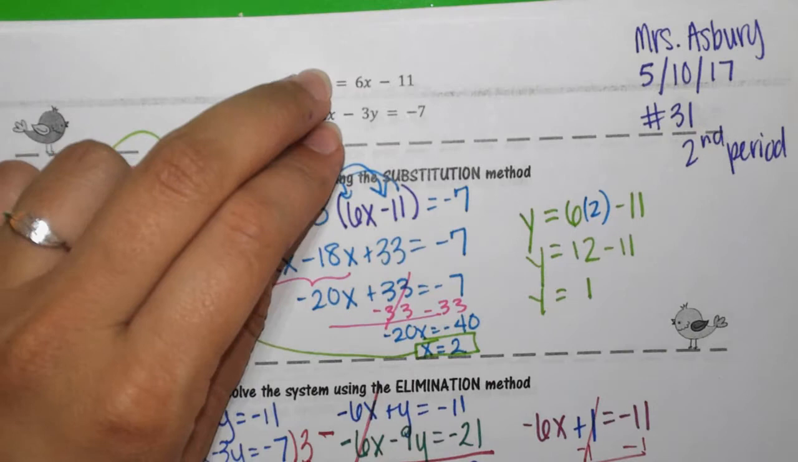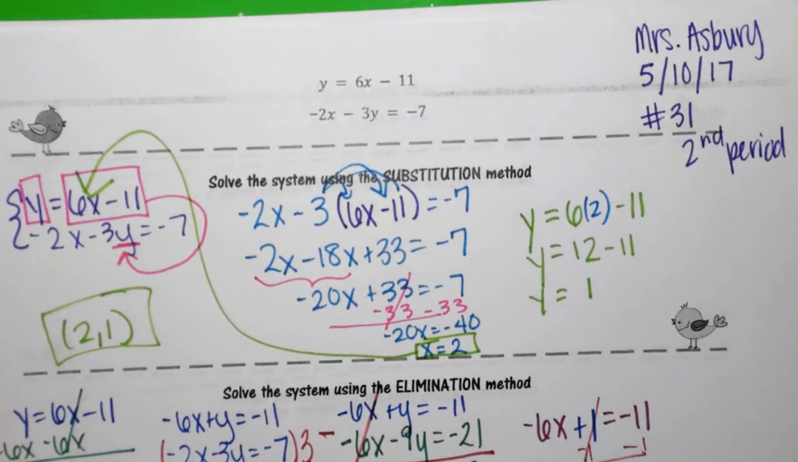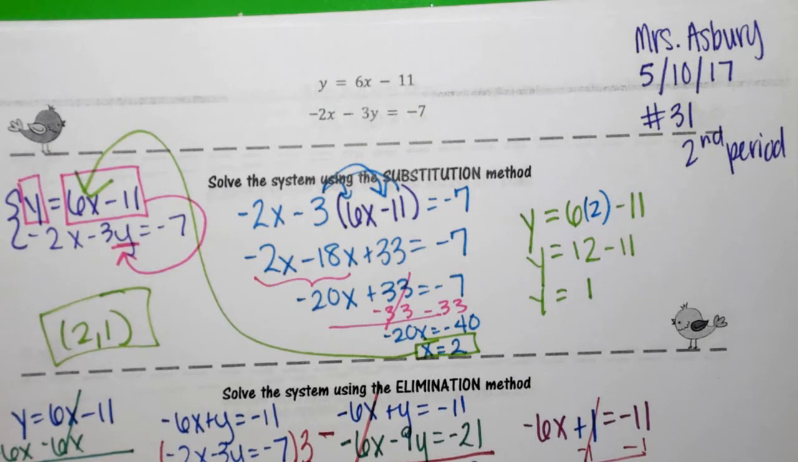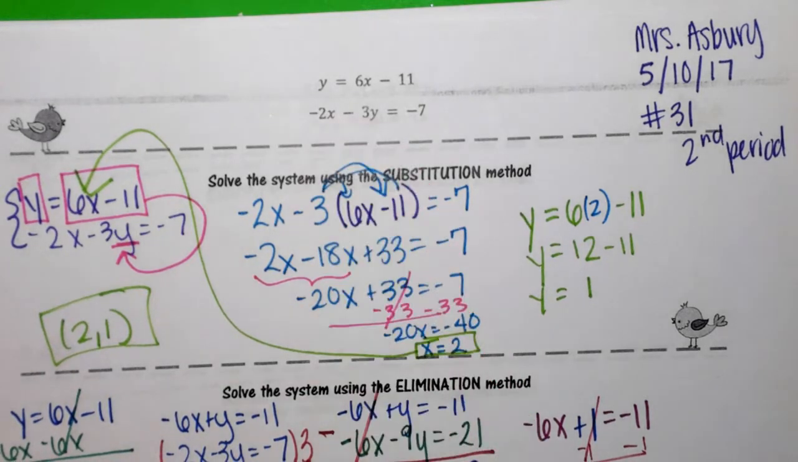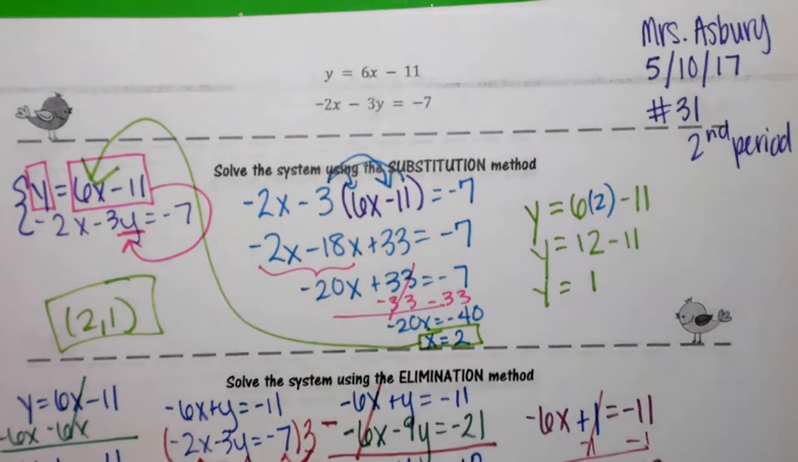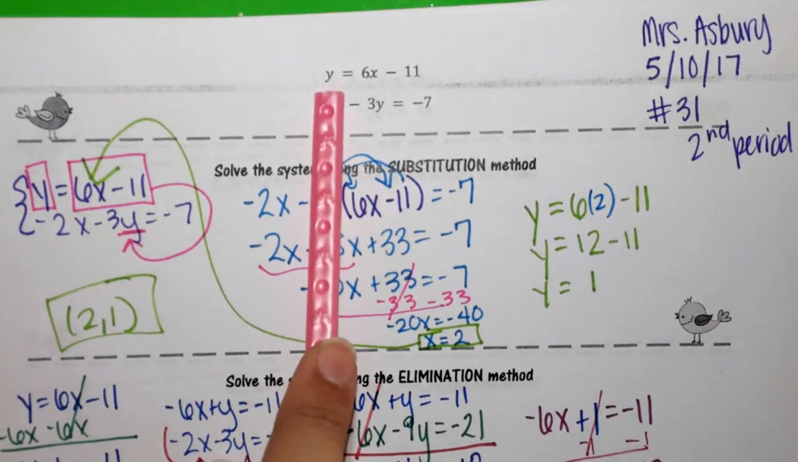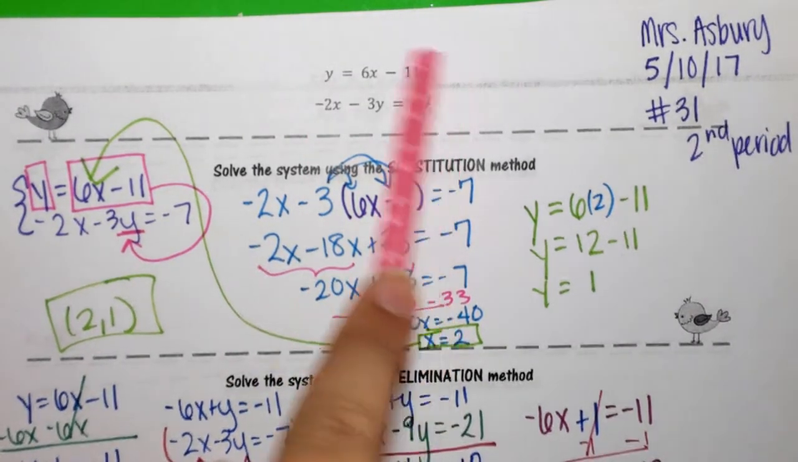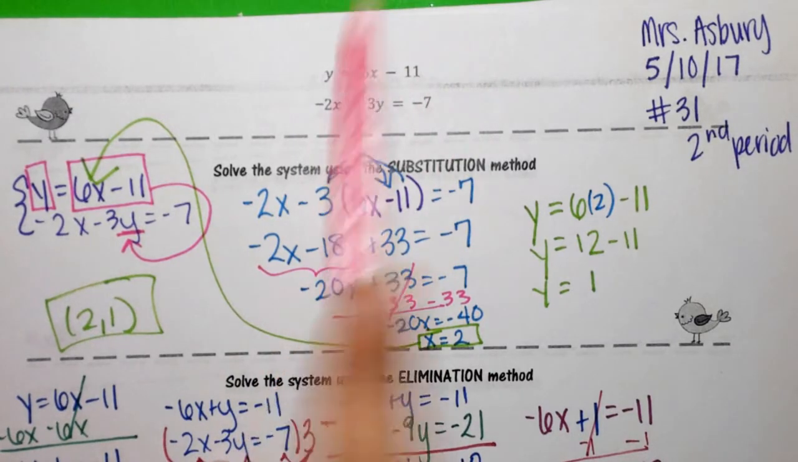Looking at our system, why did we think, hey, it'll be easier to substitute first? Because the X and the Y aren't lined up, and the Y is by itself, right? Right. Okay, good job, thank you. So Y is by itself, so we substitute first because we know what Y equals.